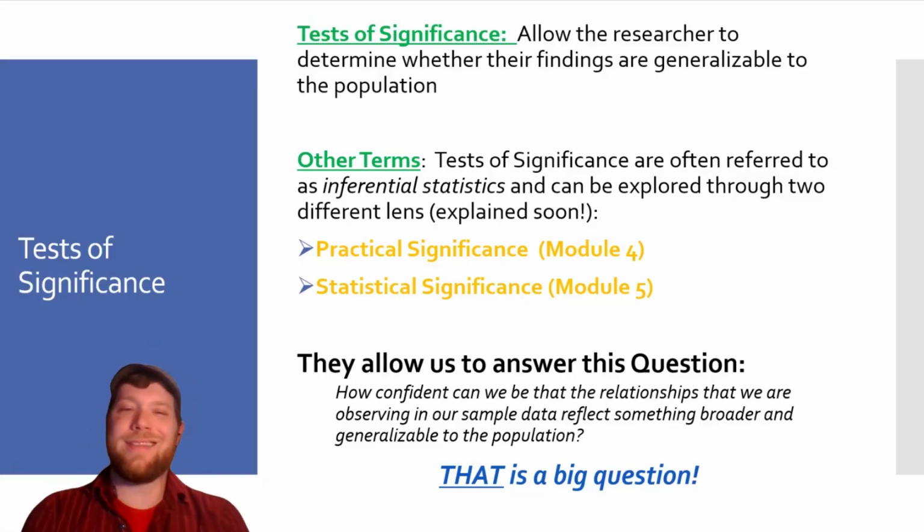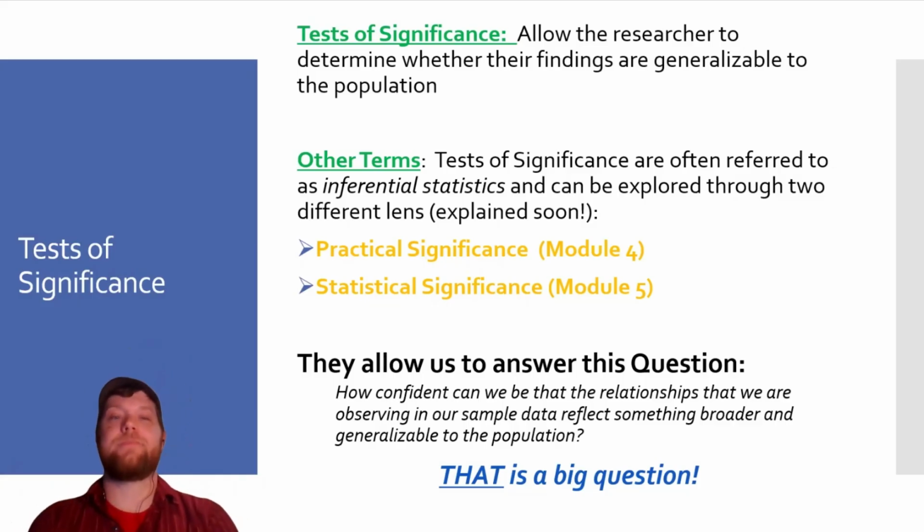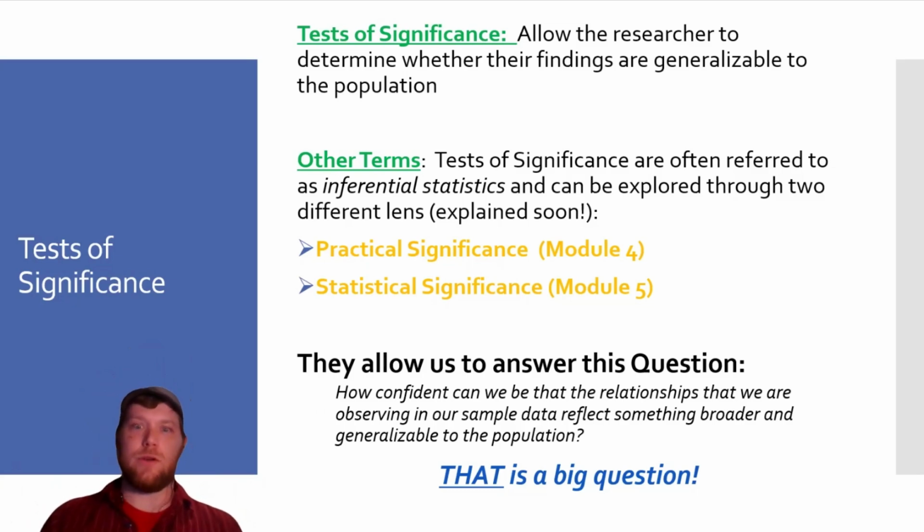We'll look at this through two different lenses. The first one is a practical significance lens. That's what we're going to talk about in Module 4. In Module 5, we're going to go into statistical significance and see whether those differences seem to exist from a very formal statistical understanding. Both of these allow us to answer the question, how confident can we be that the relationships we are observing in our sample data reflect something broader and generalizable to the population.